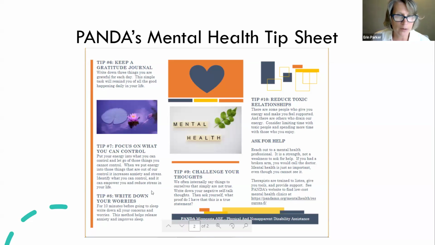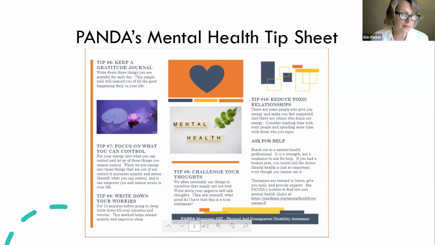Tip number 7, focus on what you can control, right? Put your energy in what you can control and let go of the things you cannot. We all need to remember that sometimes we're worried about things that we can't control, especially some of the things that are going on in maybe politics or other areas of our lives that we don't have exact control over. What are things we can do that we do have control over in order to empower ourselves and reduce the stress in our life? Right.